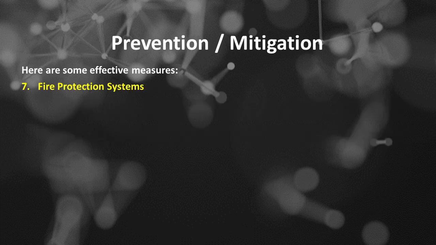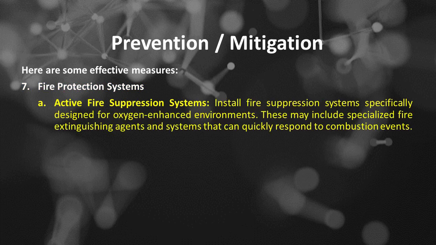Number 7 of prevention and mitigation effective measures is fire protection systems, includes. Number A, of fire protection systems is active fire suppression systems. Install fire suppression systems specifically designed for oxygen-enhanced environments. These may include specialized fire extinguishing agents and systems that can quickly respond to combustion events.